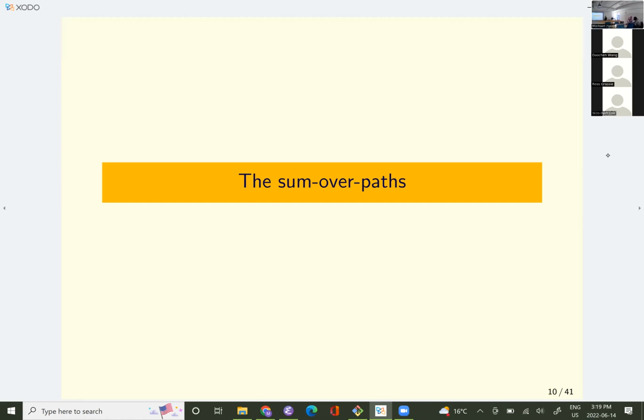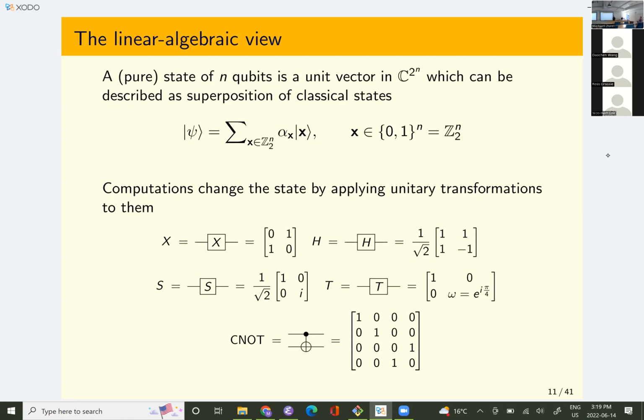Okay, so the sum over paths. What is the sum over paths? Well, in the typical linear algebraic view of quantum mechanics and quantum computation, we think of at least a pure state of n qubits as a unit vector in C^(2^n), right? Simple stuff. And we can usually think of that as a superposition of classical states x, length n bit vectors. And then computations change the state by applying unitary transformations on those states, right? So matrices in the computational basis, for example.